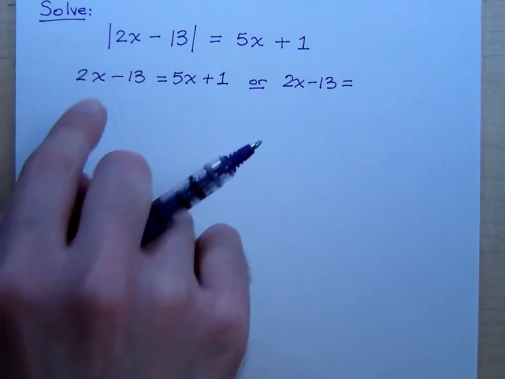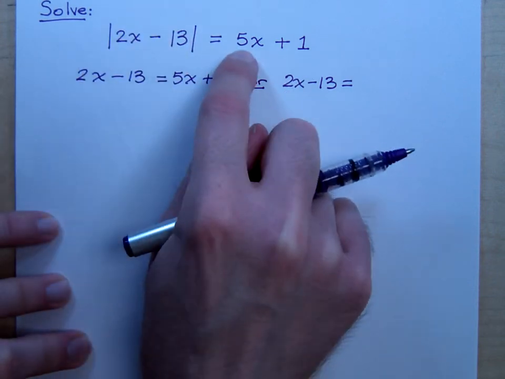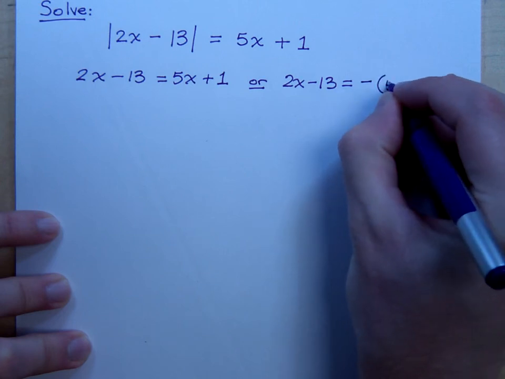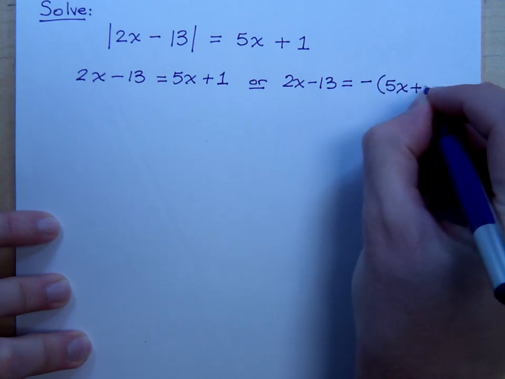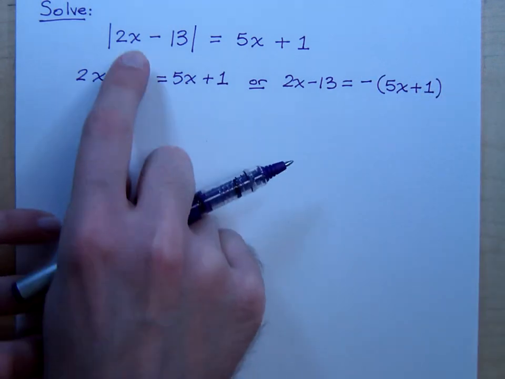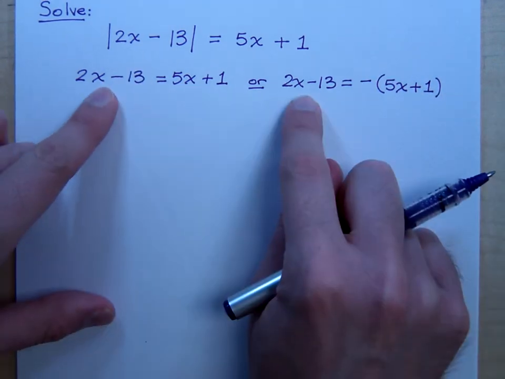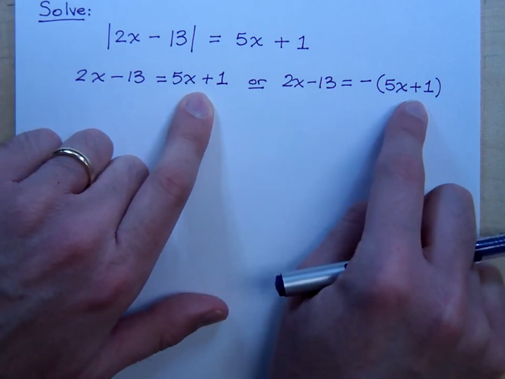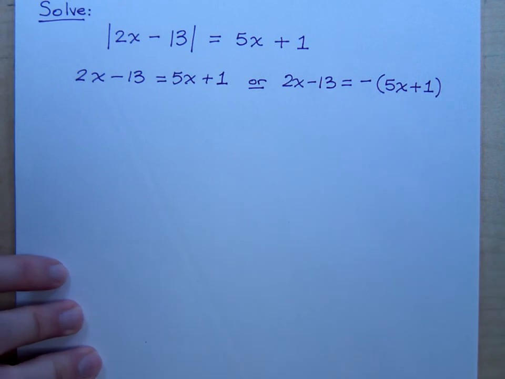Well, what we said before is that the inside stuff is either going to equal this or it's going to equal its opposite. And so it would be negative the quantity 5x plus 1. So the inside stuff of the absolute value is either equal to 5x plus 1 or 5x plus 1's opposite. So let's solve this.